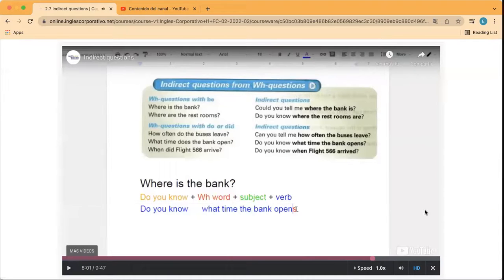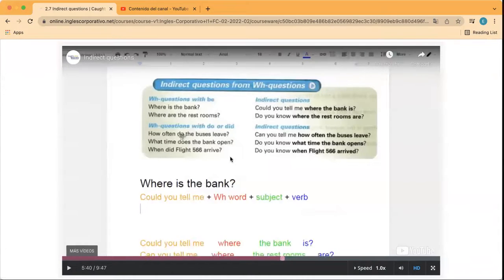Okay. So here we can see we have a lot of direct questions. WH: where is the bank? Where are the restrooms? How often? Se fijan, todos son WH, ¿verdad? Indirect, forma más amable. Could you tell me? Do you know? Fíjense aquí, in the verb to be, we change the position. Where is the bank? Here, could you tell me where the bank is? The verb to be at the end. Where are the restrooms? Do you know where the restrooms are? The verb to be at the end. This is the idea of indirect questions, to be nicer.